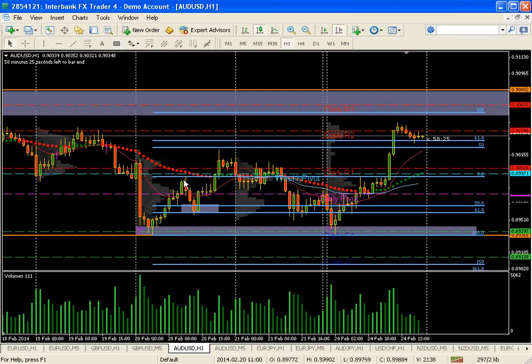So just to point that out, and you see the extension there going to the 50. You get these very often symmetrical moves that can help you with targets. So it never hurts to do that. You could either draw the line, or you can use the fib extension.